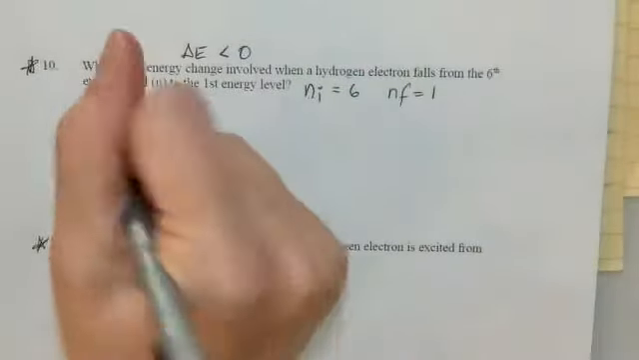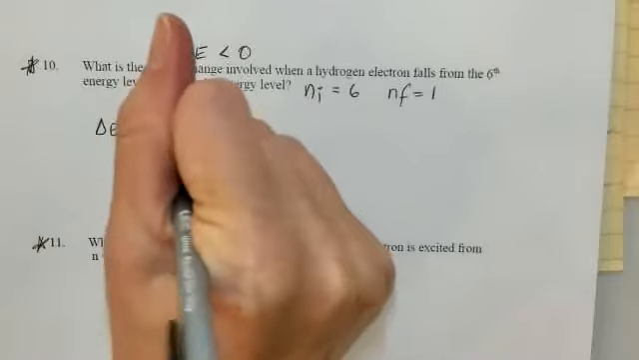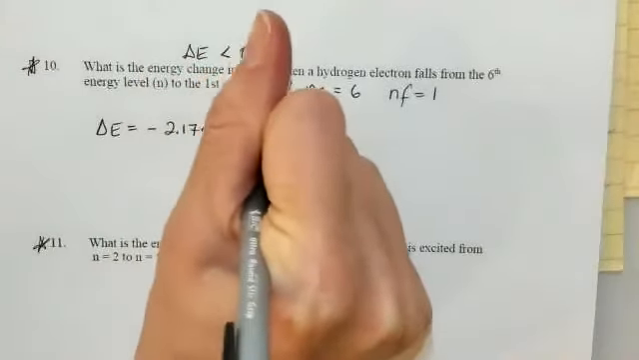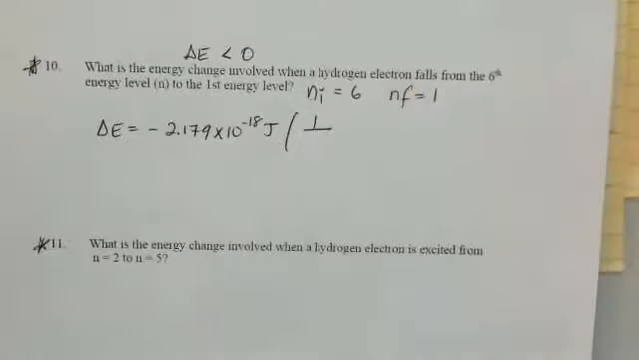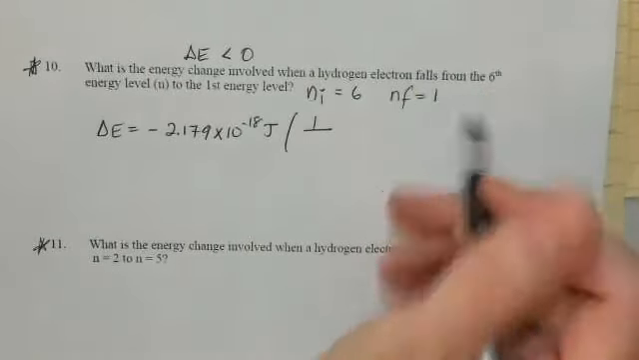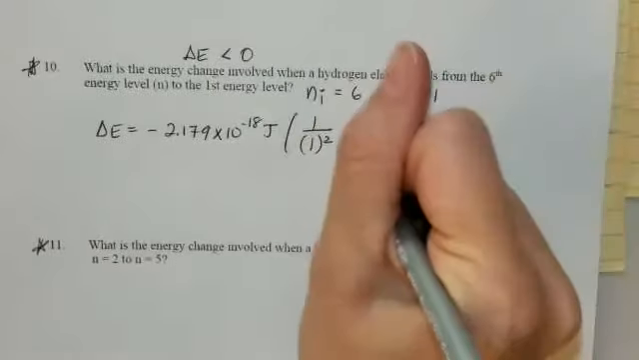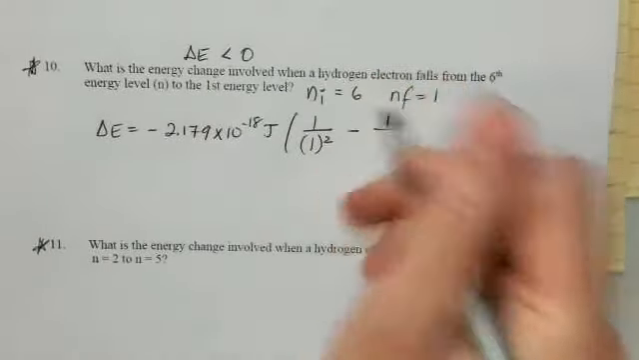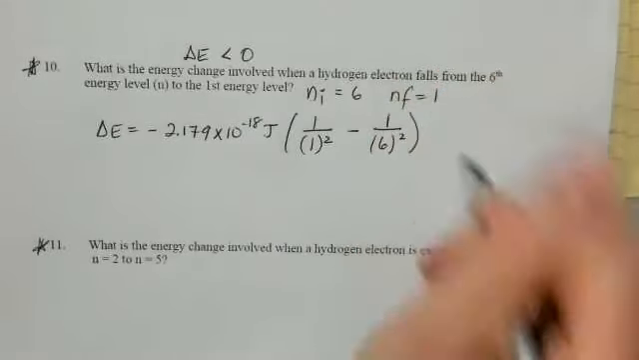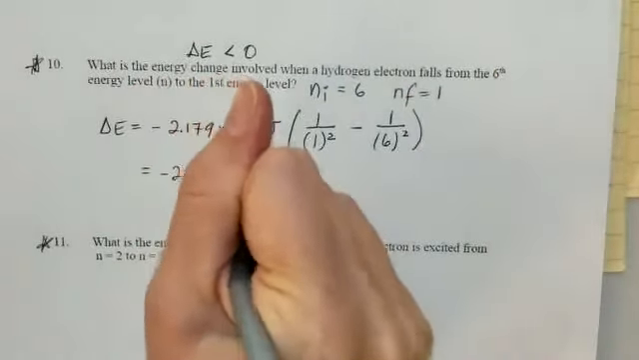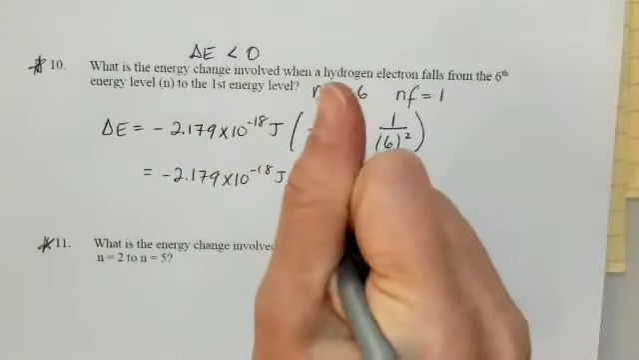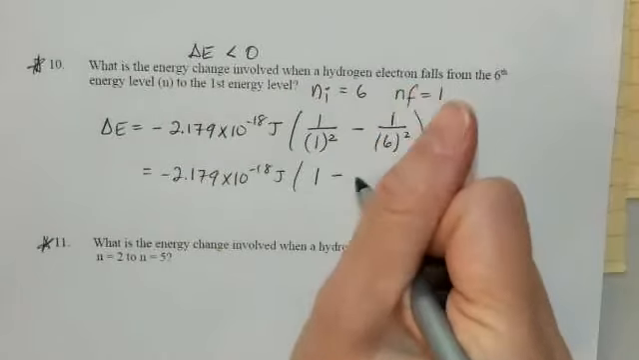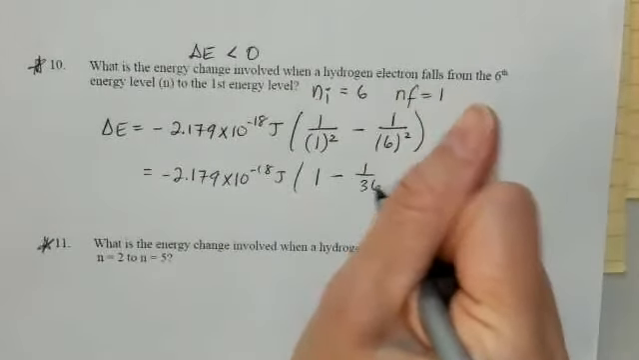So our formula, delta E, is going to be negative 2.179 times 10 to the negative 18 joules, times 1 over NF, and that would be my final of 1 squared, which is just 1, minus 1 over my initial, which is 6 squared. So negative 2.179 times 10 to the negative 18 joules times 1 over 1, which is just 1, minus 1 over 36. The inverse of 36 is 0.0278. If I subtract that from 1, I get a difference of 0.972.